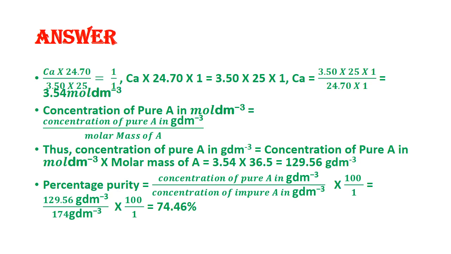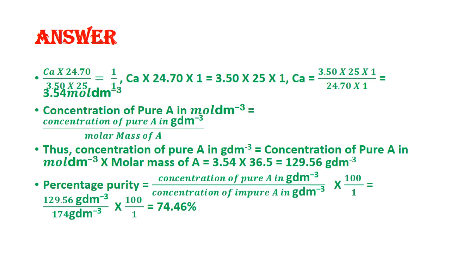Of course, the one you just got, like I told you in the calculation, the value you are getting is for pure A. The impurity is not involved in the reaction. So concentration of pure A in mole per dm cube is equal to concentration of pure A in gram per dm cube all over molar mass of pure A. If you cross multiply, concentration of pure A in gram per dm cube will be equal to concentration of pure A in mole per dm cube times molar mass of pure A. So 3.54 times 36.5, where 36.5 is the molar mass of A. You get 129.56 gram per dm cube.